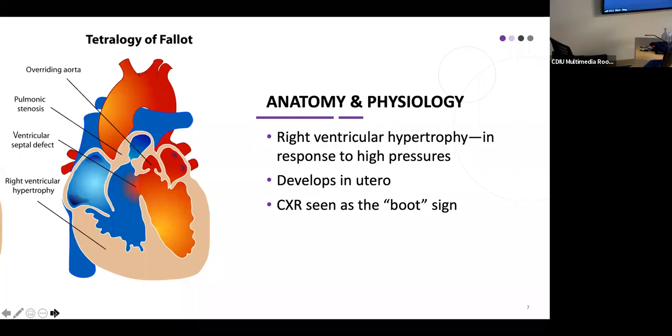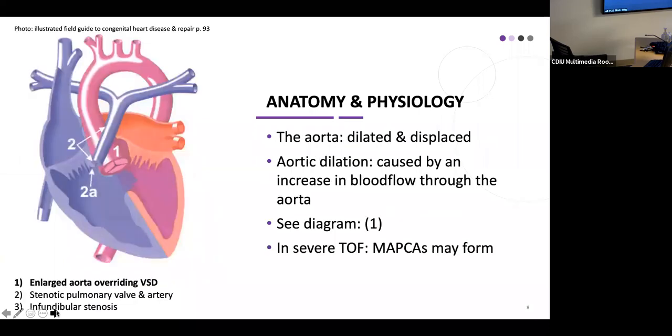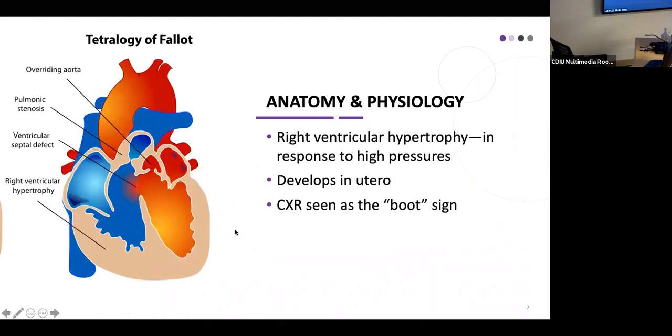The third part is the right ventricular hypertrophy. Right ventricular hypertrophy is a result of the right ventricle enlarged due to high pressures that it must overcome to pump out the deoxygenated blood through the right ventricular outflow tract. It usually develops in utero, and it can be seen on a chest x-ray as a boot sign.